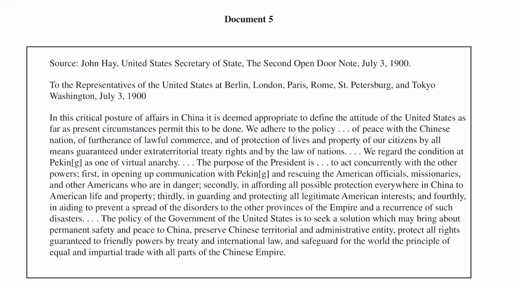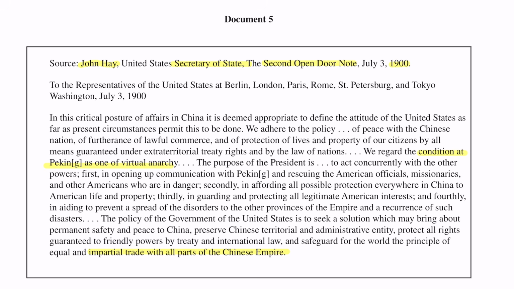Document 5 is from John Hay, who is the Secretary of State, and this is the second open door note in 1900. And what I see here is that he wants to protect the economic interests of the United States in China, but there's a problem which he calls the condition at Peking, and it's one of virtual anarchy. And what he wants to secure is impartial trade with all parts of the Chinese empire. So again, that tells me that what we're looking at is a document that is economic in nature. I'm going to write right here, economics. But then if I'm really on my game, I'm going to source this for historical context, because this condition at Peking is actually the Boxer Rebellion. And so I just want to make a note of that there so I can use it later.